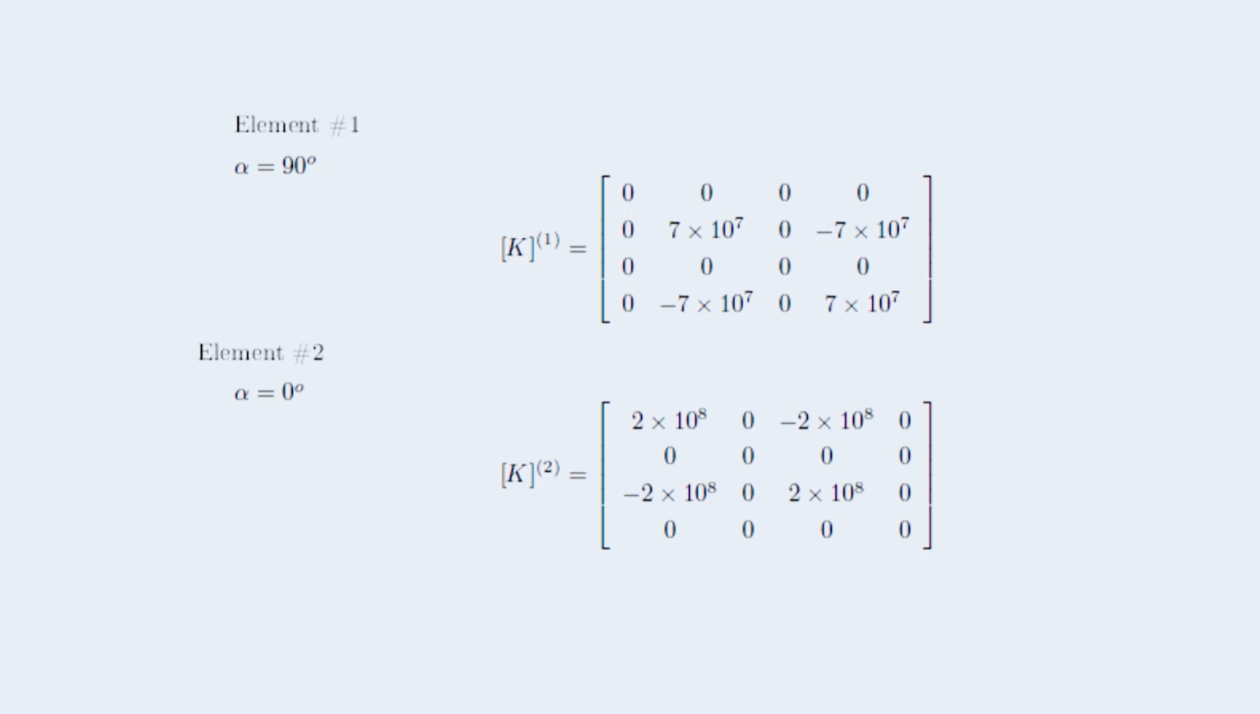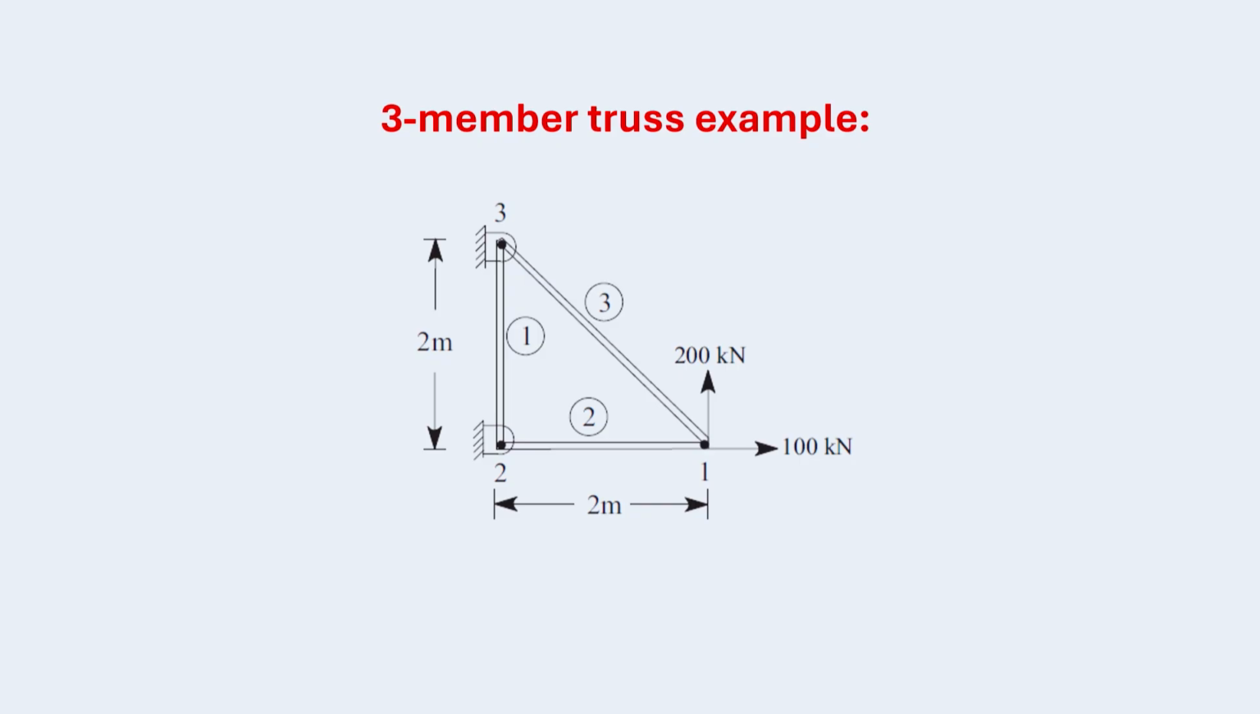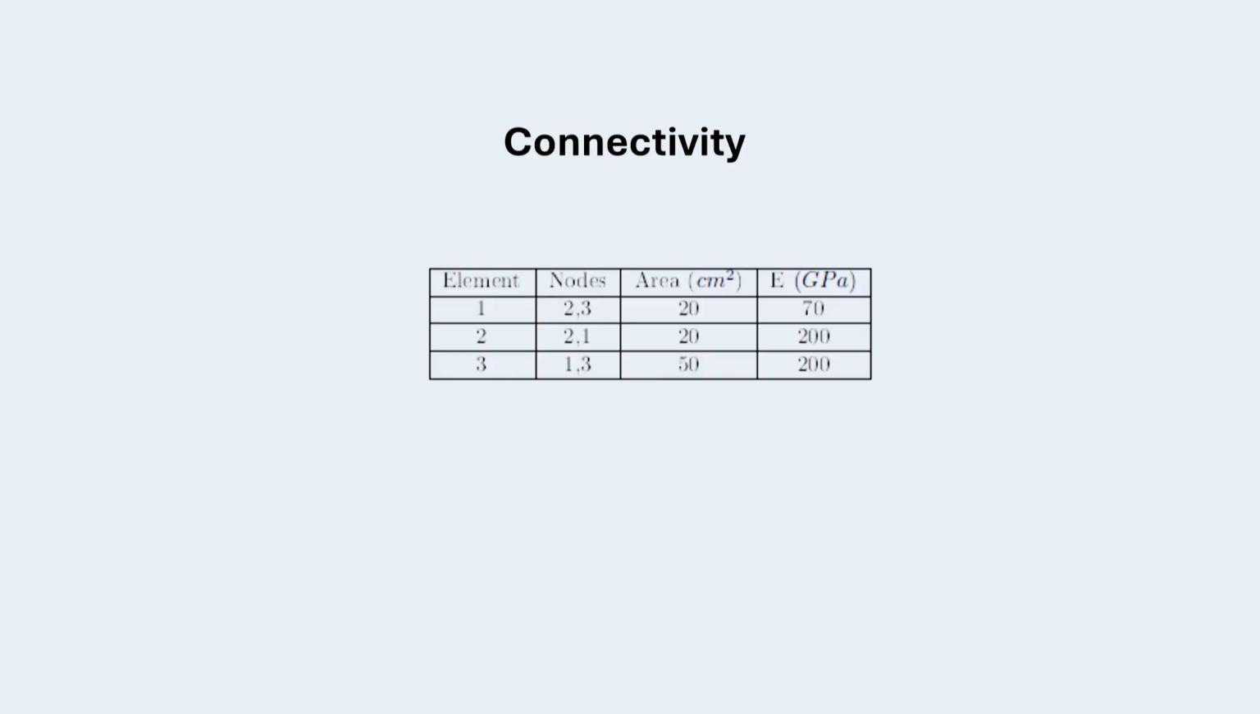this: 2 into 10 power 8, 0, minus 2 into 10 power 8, 0. The second row is completely 0. The third row is minus 2 into 10 power 8, 0, 2 into 10 power 8, 0. And the fourth row is completely 0. Similarly, continuing to the third element, you can see the third element is along the direction 1, 3, and it is at an angle of 135 degrees, right? So the nodes are 1 and 3.